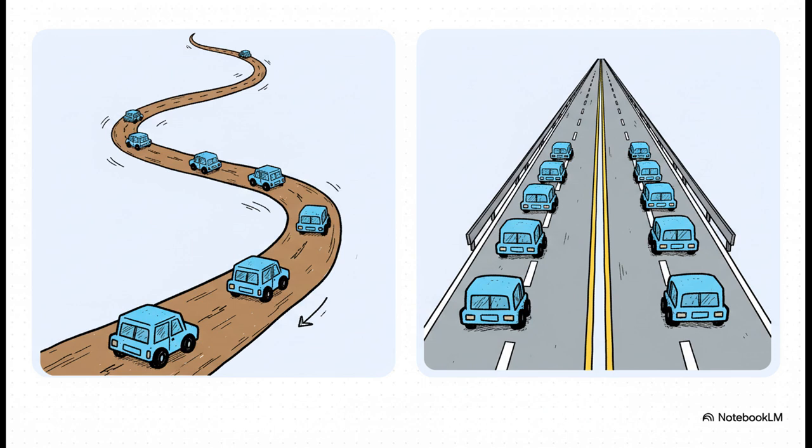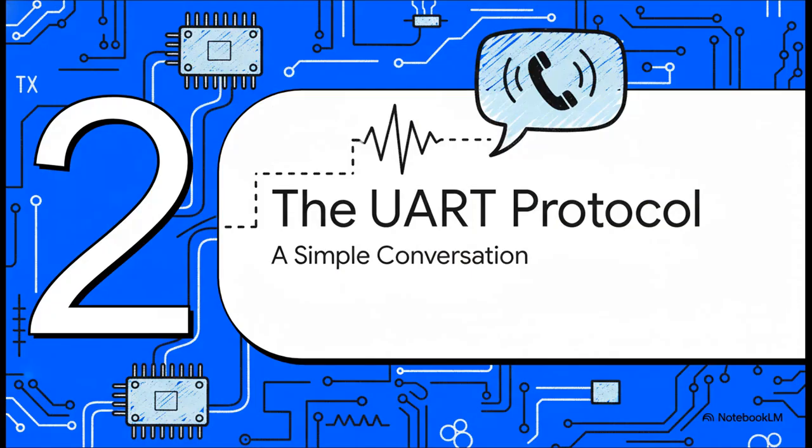Now, parallel communication, that's like a massive 8-lane superhighway. You can send 8 bits, a whole byte of data, all at the same time. It's way faster for sure, but it needs a ton more wires, it's more complex, and it's really only good for short trips. For most of what we do with microcontrollers, that simple country road is perfect. So let's move on to our first specific protocol.